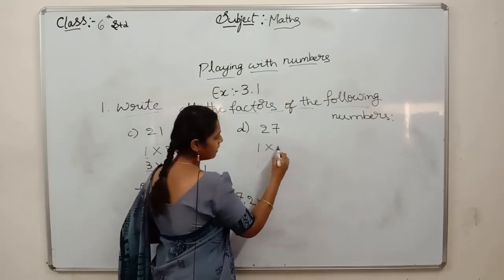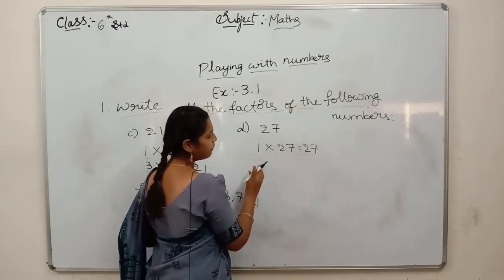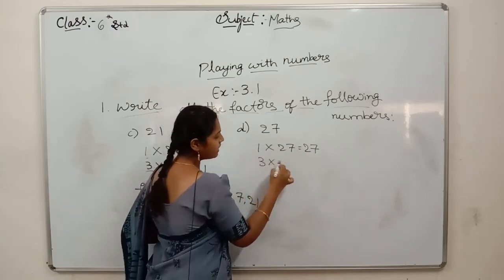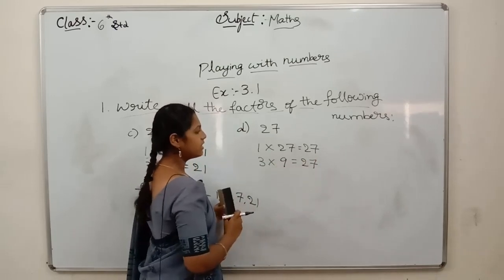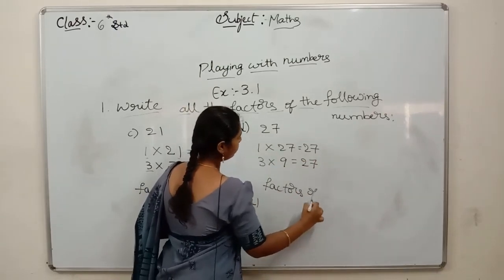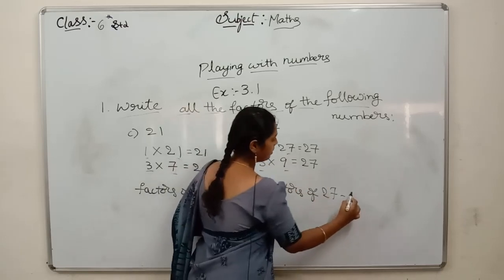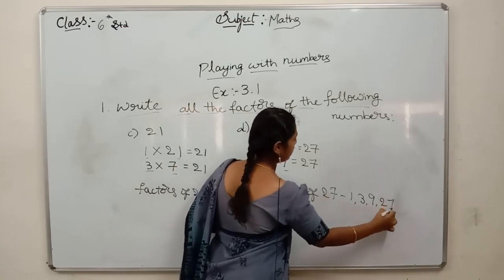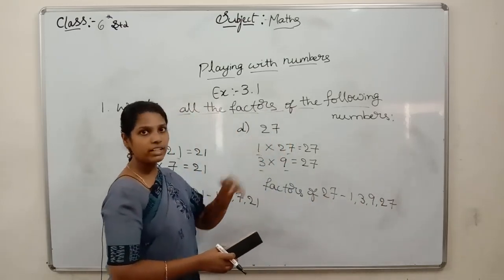Again same. 1 27 is 27. Next, can we see 27 in the 2 table? No, we can't see 27. Yes, the 3 table: 3 9s are 27. Okay, these are the factors of 27: 1, 3, 9 and 27. These are the factors of 27. We'll continue in the next class.